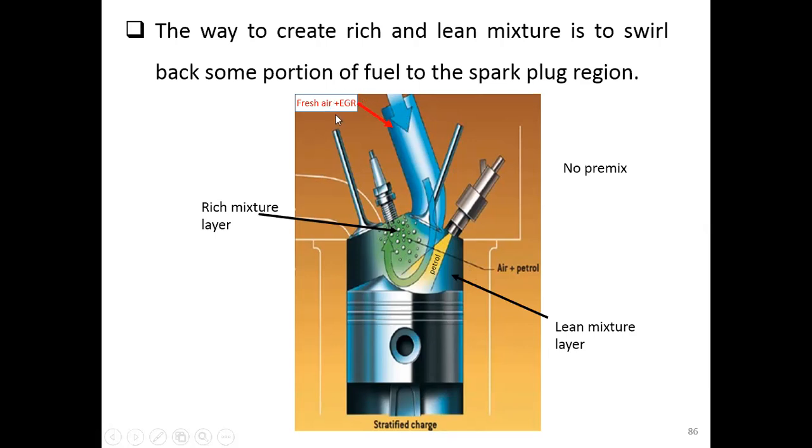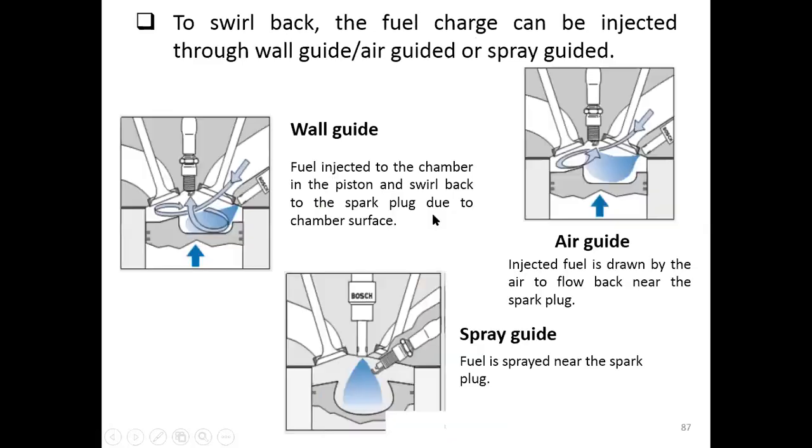The EGR here stands for exhaust gas recirculation. We will talk about this device later when we talk about emissions. So the air flow and the injected fuel swirl back, and here we have a lean mixture. So how are we going to use the shape of the piston in order to swirl back the mixtures?